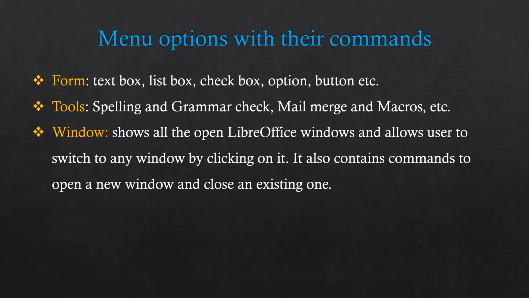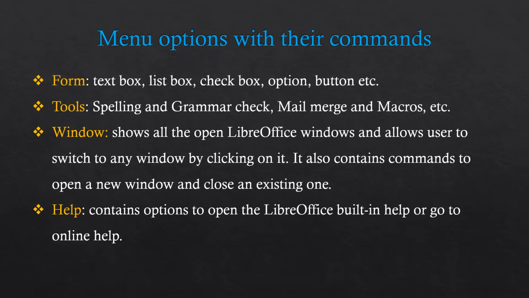Means whenever we are working in LibreOffice, we can have different windows. So for switching between different windows, we can use the window menu. Also, we can open a new window and close an existing one using the window menu. Help: this menu contains options to open the LibreOffice built-in help or go to online help, because sometimes there might be confusion about how to find a feature. In that case you might take help from the help menu. Either you can take help from the inbuilt help, or you can go to online help also.